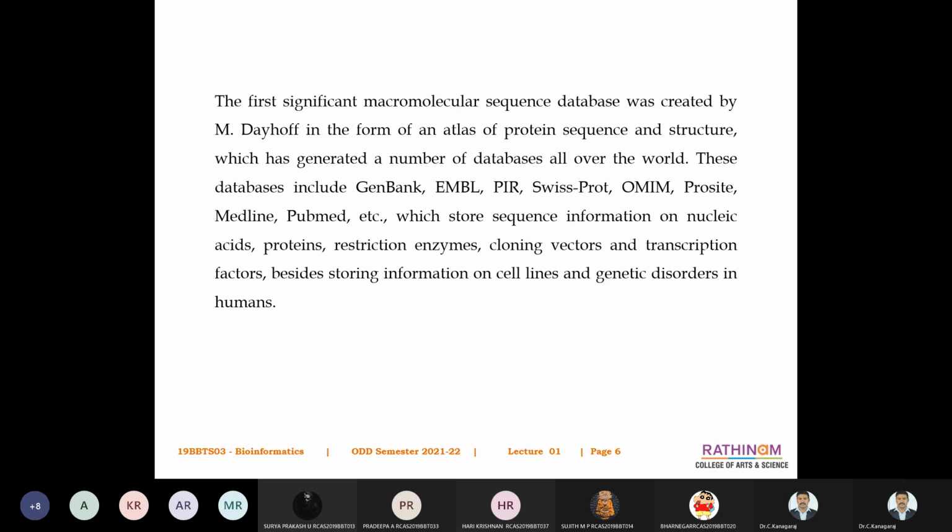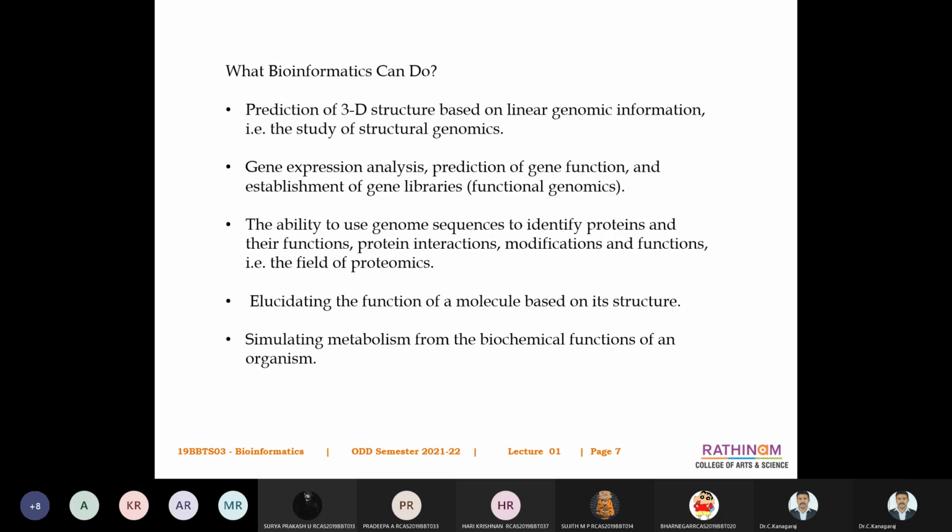Then EMBL, then PIR, Protein Information Resource. Swiss-Prot is the Swiss, Sweden-based protein database. OMIM, then ProCite, Medline, PubMed. So இதெல்லாமே it's databases. Okay. So the store of sequence information on nucleic acid, protein, restriction enzyme, cloning vector, transcription factors, and the storing information on cell line, genetic disorder in humans. இதெல்லாமே database available ஆகக்கூடியது.